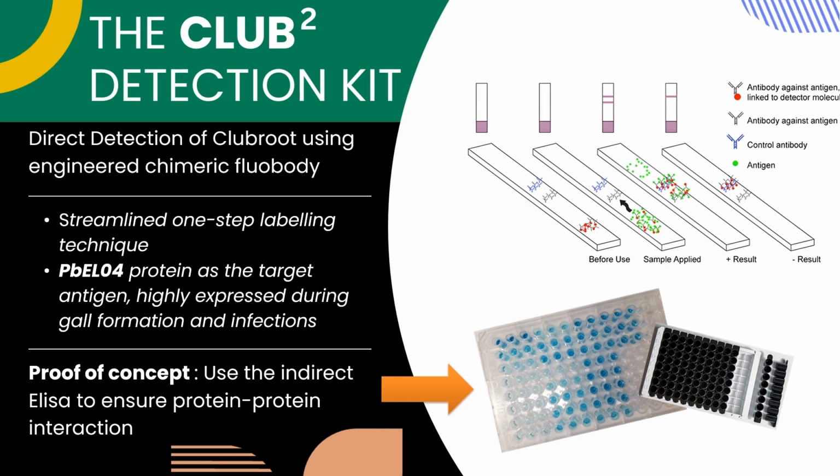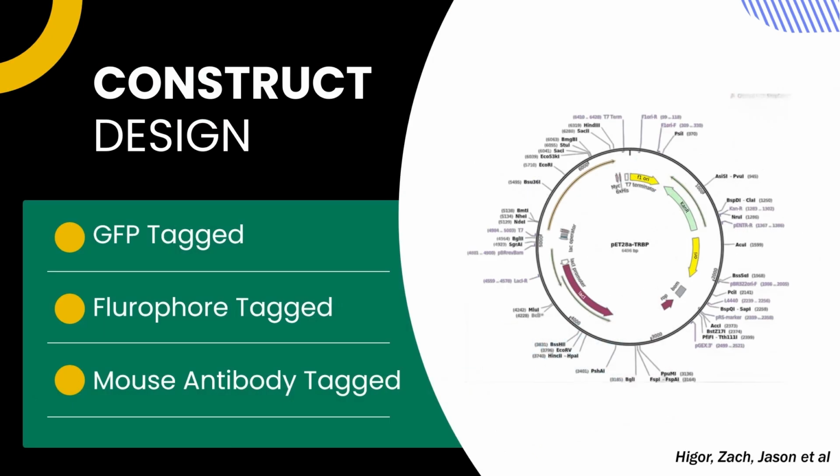We must first ensure that our engineered chimeric flow body is interacting with PBEL04, and we will do that through testing through indirect ELISA tests. If our ELISA test shows successful protein interactions, we can move forward to creating our test strips for farmers to use. Now, let us switch gears to our prototype, which are our constructs, engineered chimeric flow bodies, and preliminary results on the interaction of the flow body to the target protein.